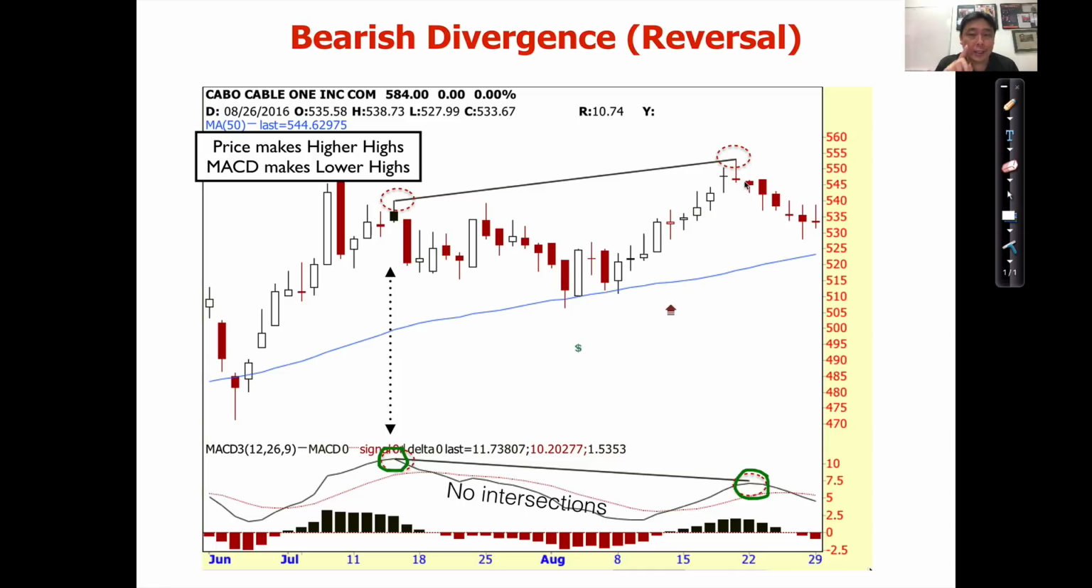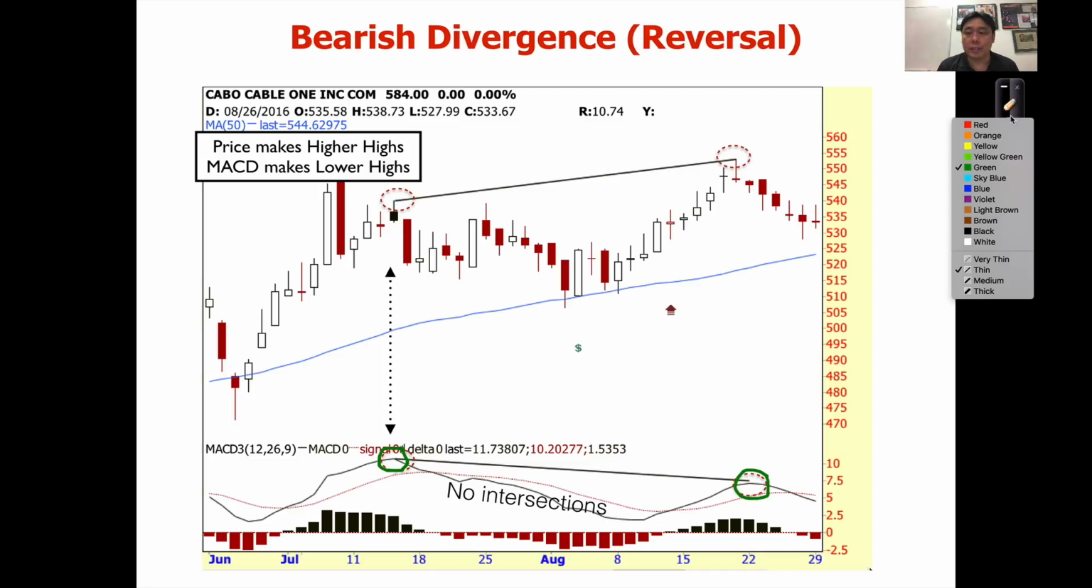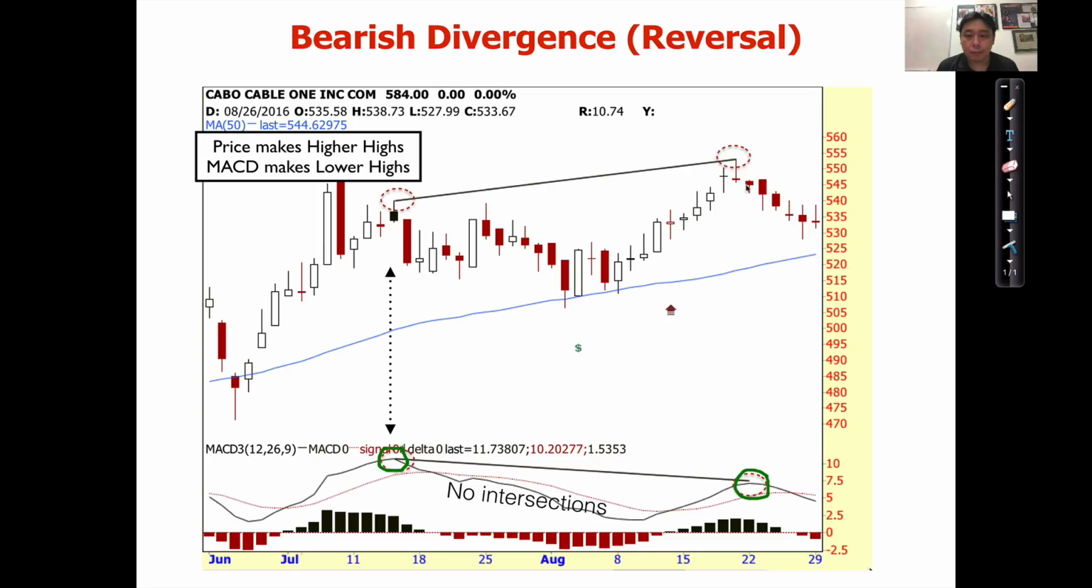Okay. Now, notice at this point, this also happens to be a bearish pin bar. So when you see a bearish candlestick pattern, like a bearish pin bar or bearish engulfing, that's even better. All right. And we will sell short right after that bearish pin bar.